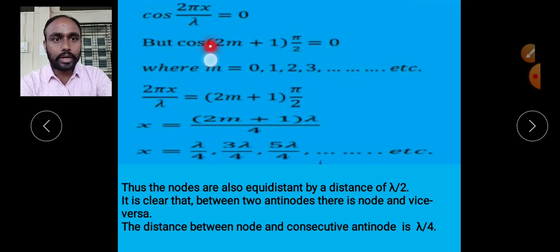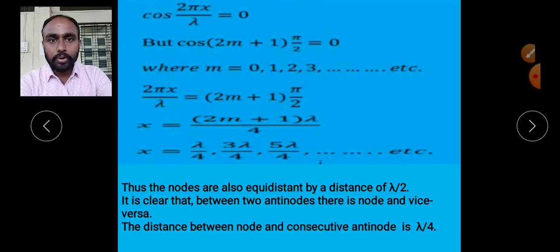So in general we can write 2m plus 1, which will always give you an odd number when m starts from 0 to infinity. So cos of 2 pi x by lambda is 0, and cos of (2m plus 1) pi by 2 is 0. Now equating both the equations and taking the cos inverse, we get 2 pi x by lambda is equal to (2m plus 1) pi by 2. Again here pi and pi will get cancelled.